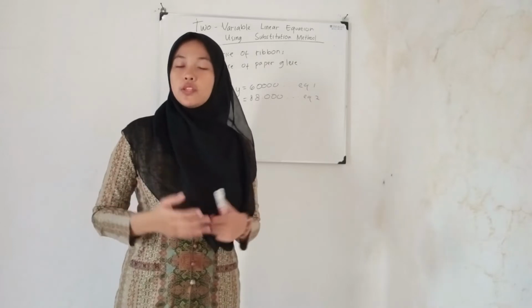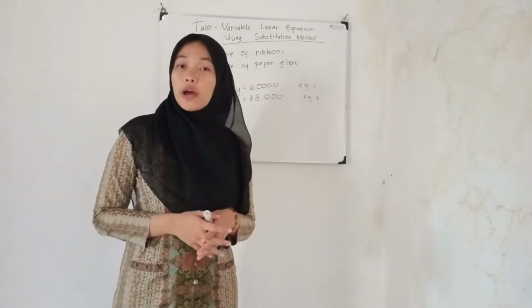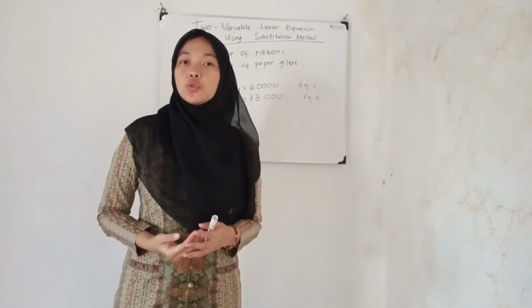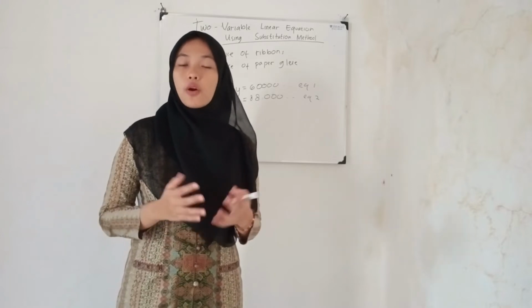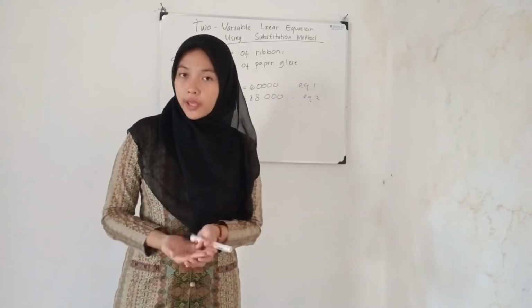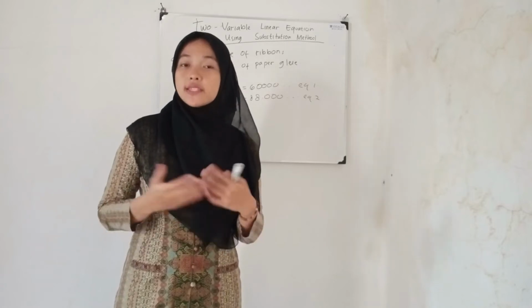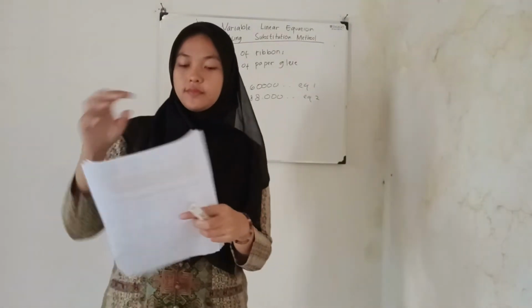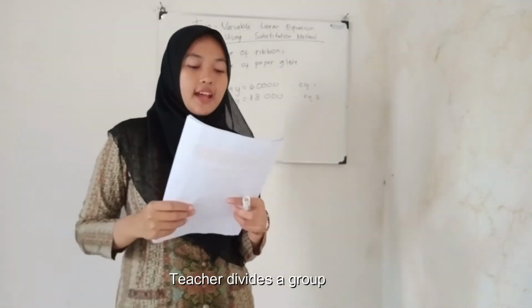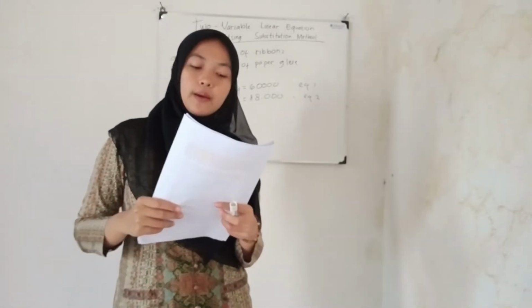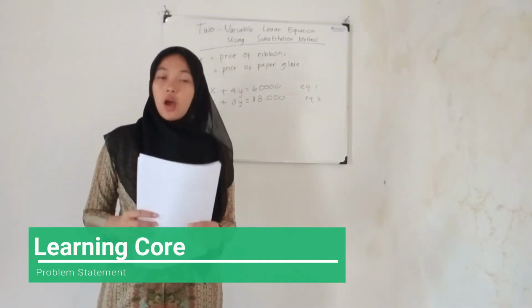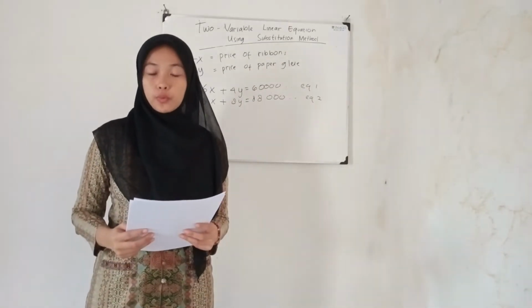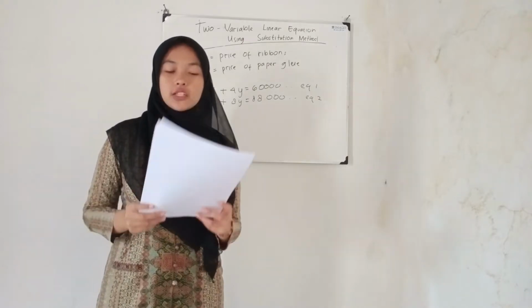Okay student, so that you can understand and know more about two-variable linear equation system using substitution method, I will divide you into groups. Each group consists of 4 until 5 students. Then I will call your name, then you have to gather with your group. Is everything clear? Okay, I will call your name. Okay student, then I will distribute this worksheet to you. Work in group and discuss with your group to complete this worksheet.